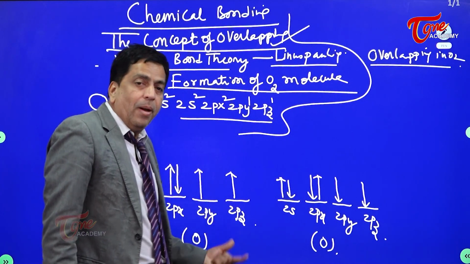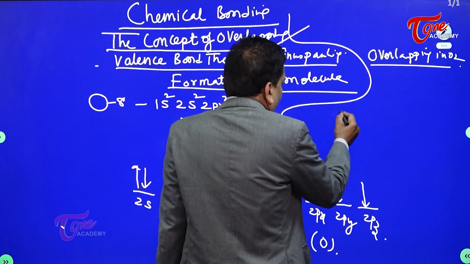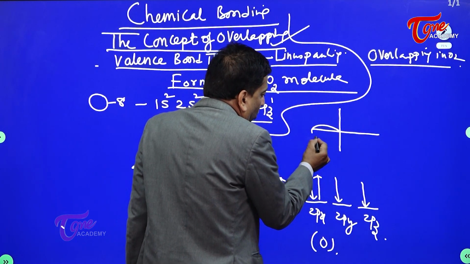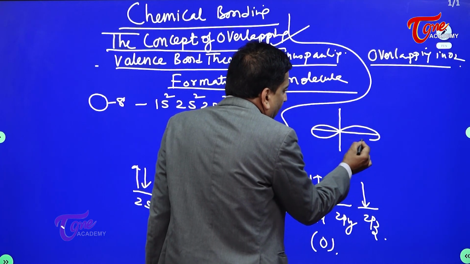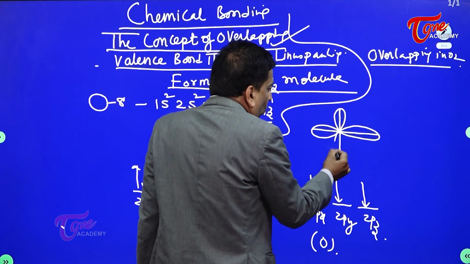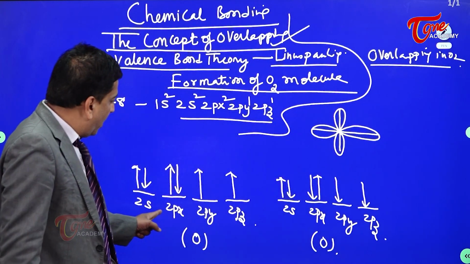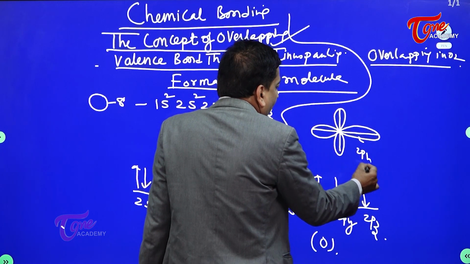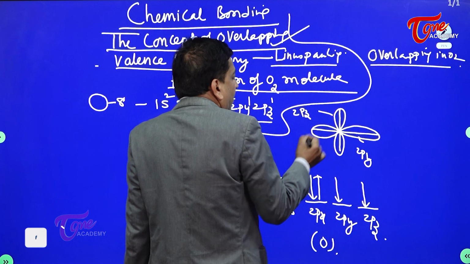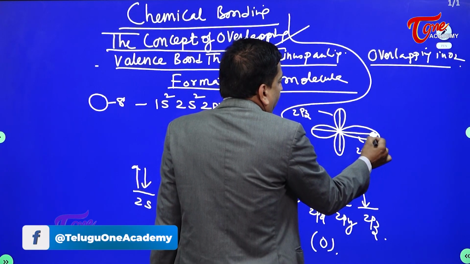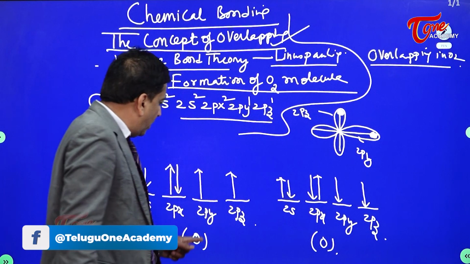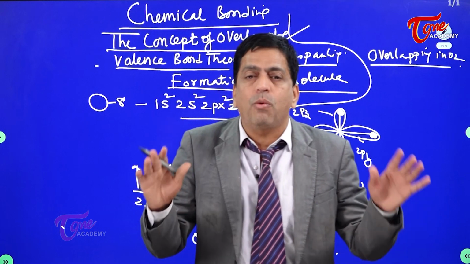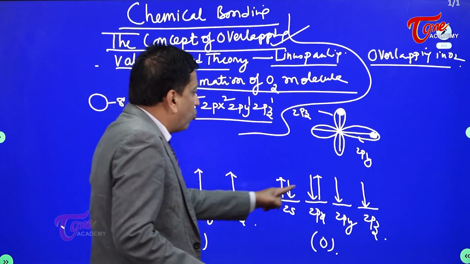Let us pick these 2 up. This is the 2px. This is the 2py, and that is the 2pz. And it has 1 electron and it has another electron. You can see here, these 2 I have drawn. They are mutually perpendicular. That's for one oxygen. Similarly, you have to draw the other set.